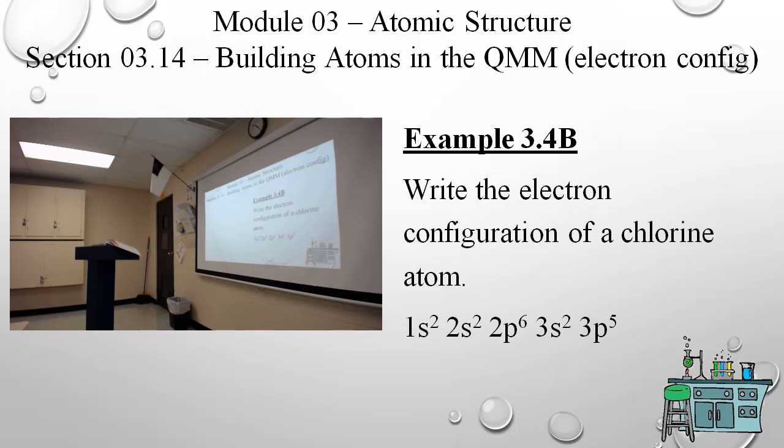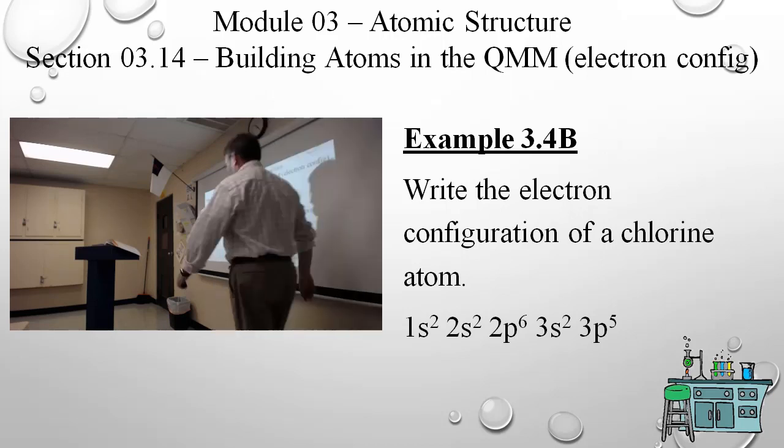So again, this is the 1s, the 2s, the 2p, the 3s. Those are all completely full. Now I'm over here to the 3p. 1, 2, 3, 4, 5, and that's my superscript. 3p5.